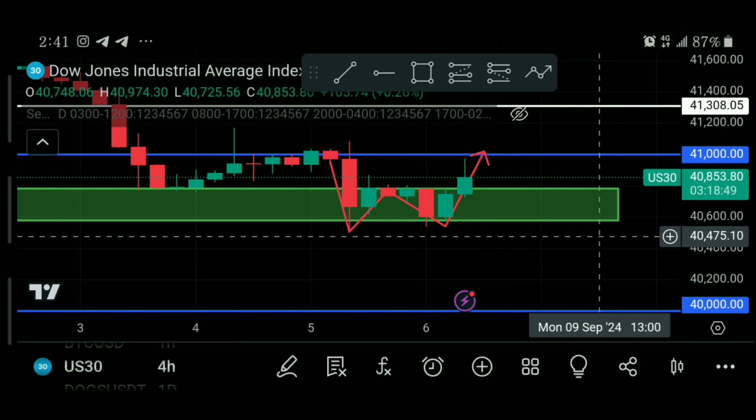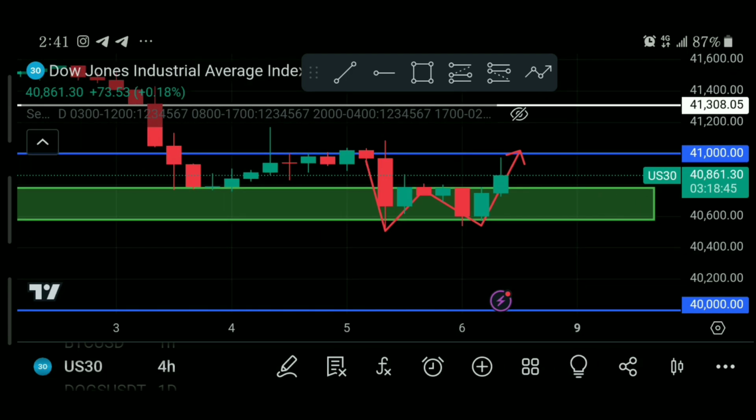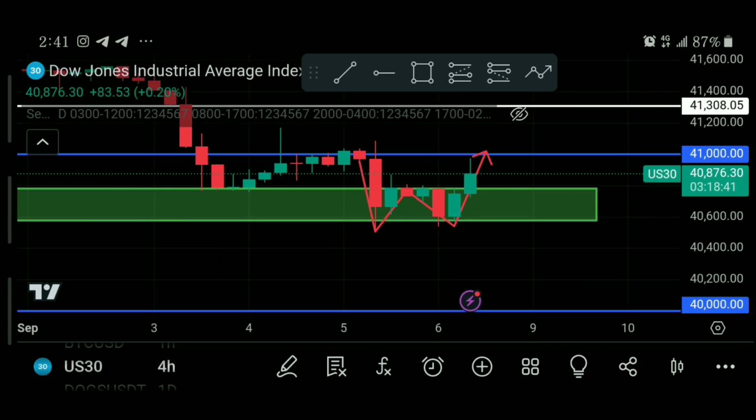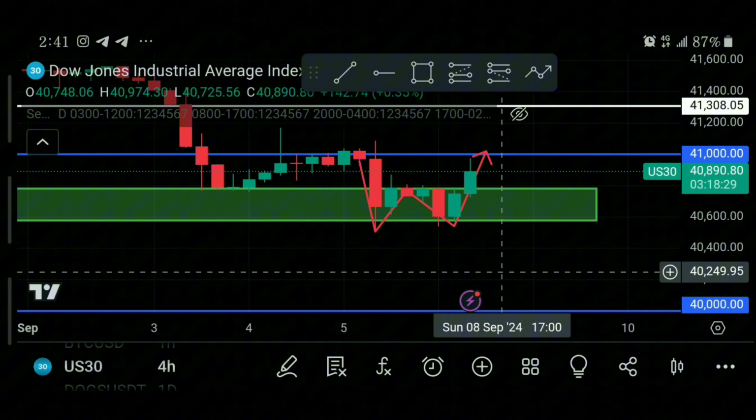Wow, this market is two ways. The reason why I said that is because we are seeing the W pattern here on the 4-hour time frame. The neckline has been broken. The market is trading above that neckline. So that's where the short buy came in.